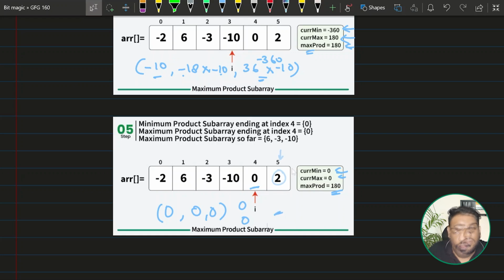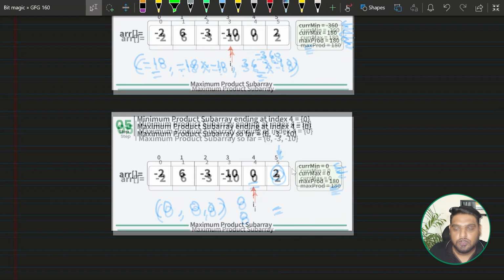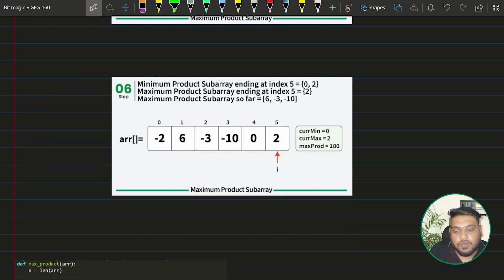Now coming on to this last value that we have, 2. For that, again, the same thing will happen. I would have the ith value that I have, or multiplying the minimum with the ith value, or multiplying the maximum with the ith value. In any case, the maximum value that I would get from here is going to be 2. The minimum value that I would get from here is going to be 0.